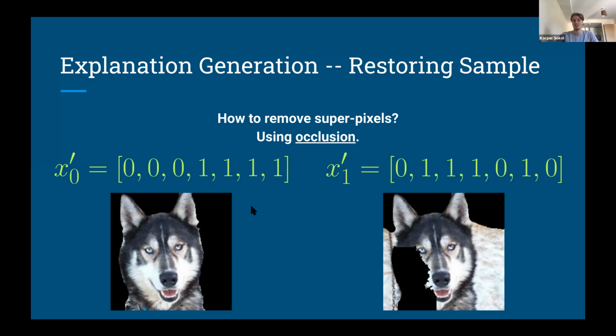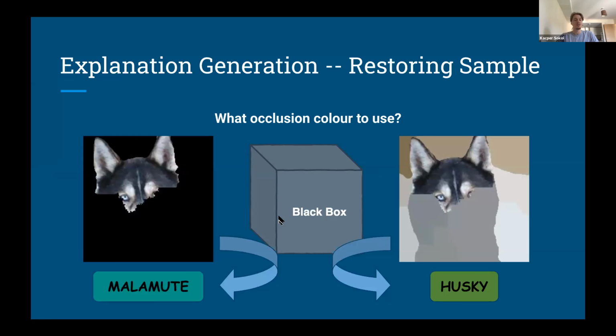Yeah, this is what we show here. You just occlude it with some sort of, here, for example, a black patch of color. But there's a problem with it. We made an arbitrary assumption here that black color is not important for any of the classes that the black box predicts. And you can see it here.